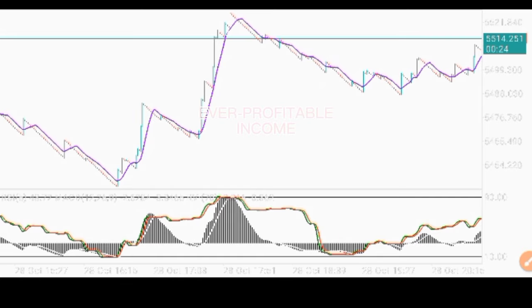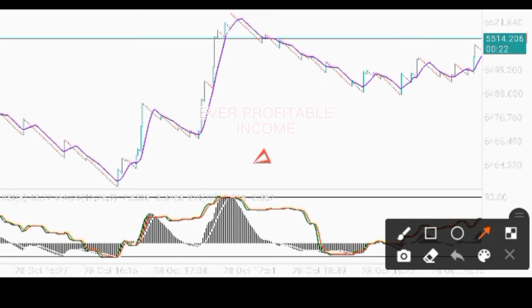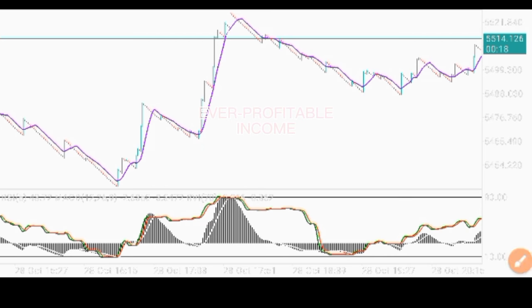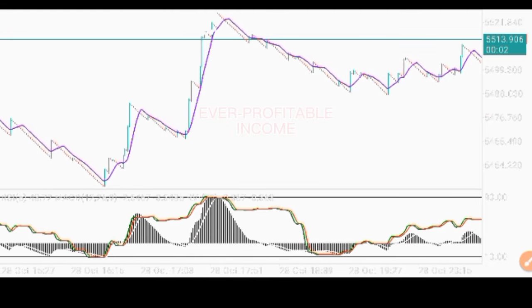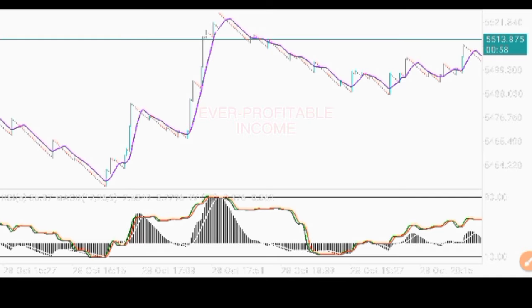Can you see that? When I zoom out, you can see the touch clearly, the point showing that there is a clear touch right there. So when that happens, you open up a trade and ride massive profit. So this is the strategy. It is easy and straightforward. I'm going to show you the settings of MACD and the relative vigor index right away.